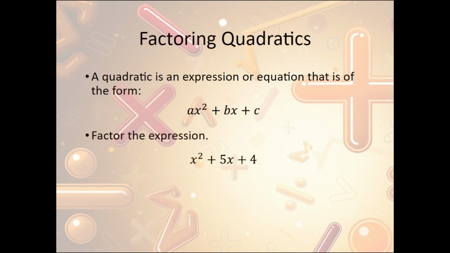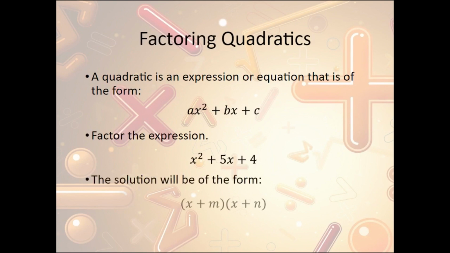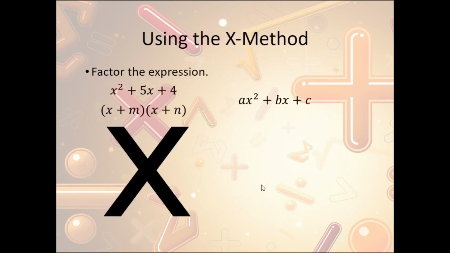So if I asked you to factor this quadratic, x squared plus 5x plus 4, the solution is going to be of this form: x plus m times x plus n, and m and n will be some number. So we need to figure out what numbers need to go in these two spots. And the way we do it is by using the x method. So we're looking at the same question, and here's what we do.